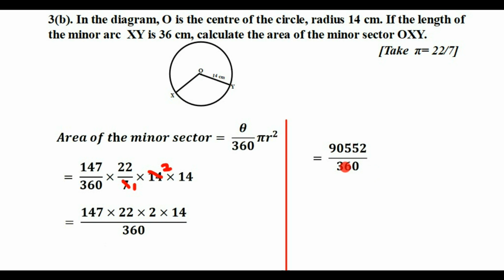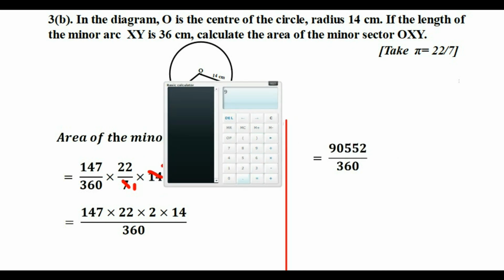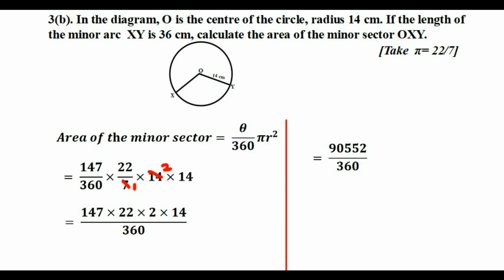Now let's divide it to know the area of the minor sector that the question has us to find. So when you try to do that, we can also punch that in our calculator, 90552 divided by 360. Let's see what we have. All right, so we have 251.53333, and that we can write as a whole number to be 252 centimeter square.